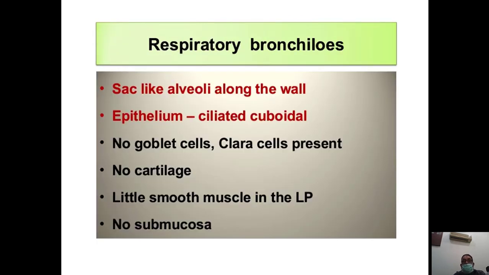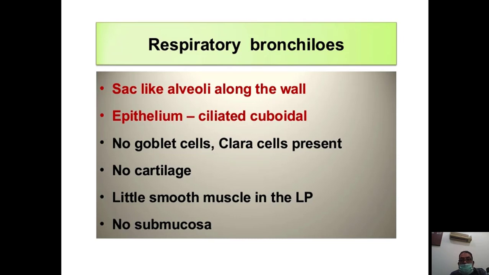Now, respiratory bronchiole. This is the respiratory part, starting from where gaseous exchange may take place. Although still not, because the epithelium is still ciliated cuboidal. Now the epithelium thins out. The ciliated cuboidal epithelium, no goblet cells, Clara cells are present, no cartilage, but a determinate amount of smooth muscle is present, no submucosa.